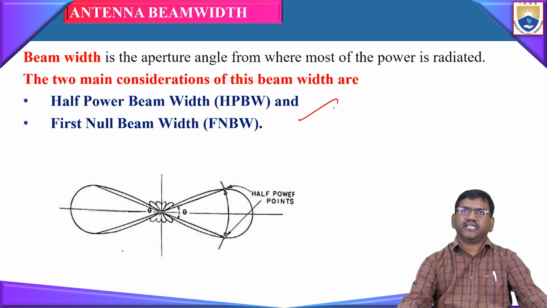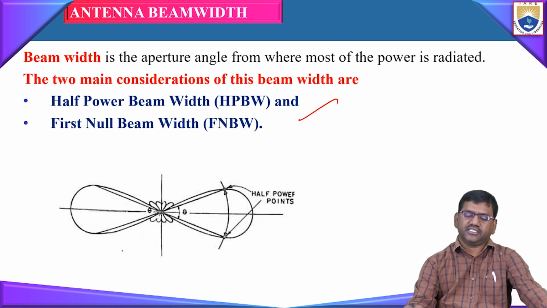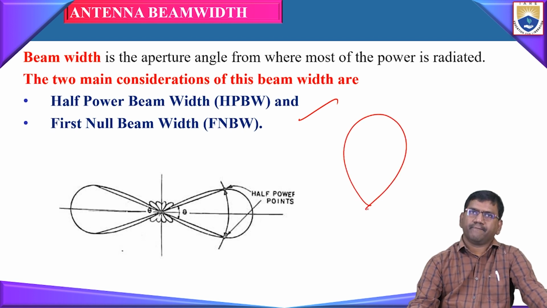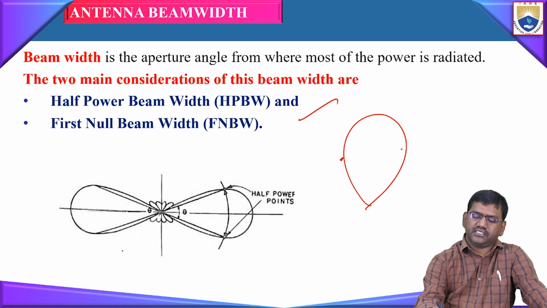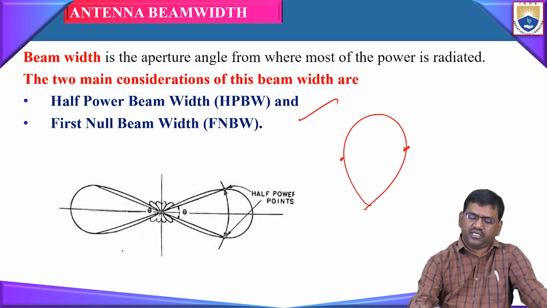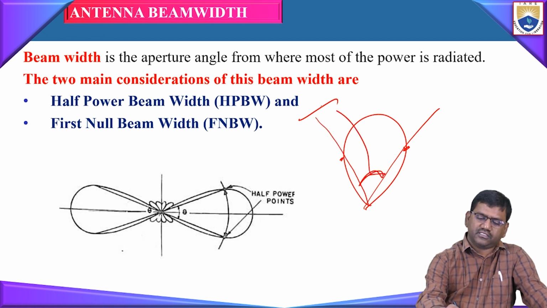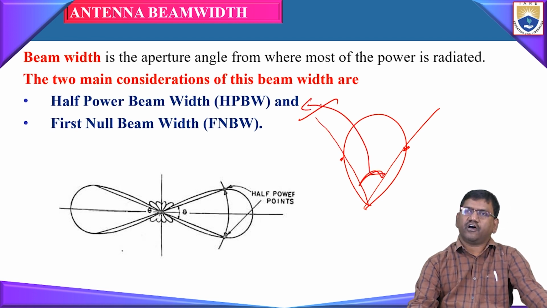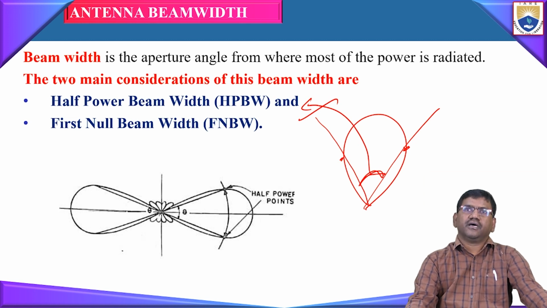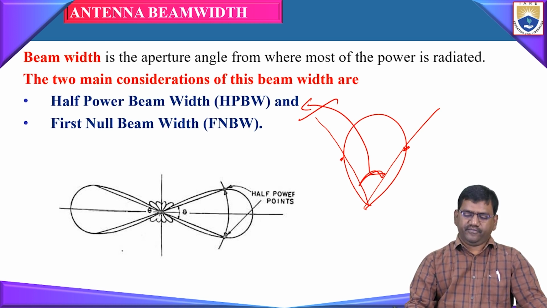The next parameter is antenna beam width. Beam width is the aperture angle from where most of the power is radiated. Just now we discussed that there is a major lobe here. So we are going to consider the half power points of the major lobe and join these two lines. The angle so formed, we call it the half power beam width. So the angle taken at the half power points of the major lobe, we call it the half power beam width.